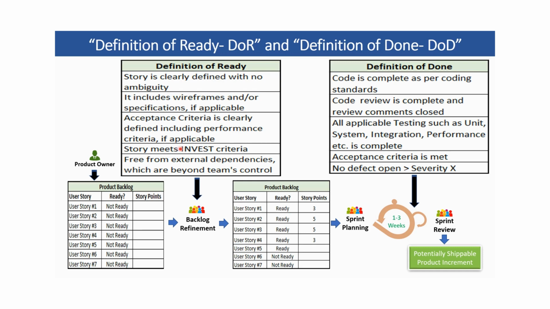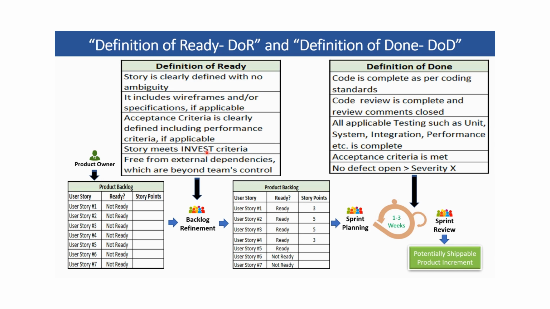Story meets INVEST criteria. INVEST is an acronym. I stands for independent. The story is not dependent on anything which is not in team's control. N is negotiable, meaning the story is flexible to change. It's not like a fixed contract. V stands for valuable. It has clearly defined business value. E stands for estimable. It can be estimated well.